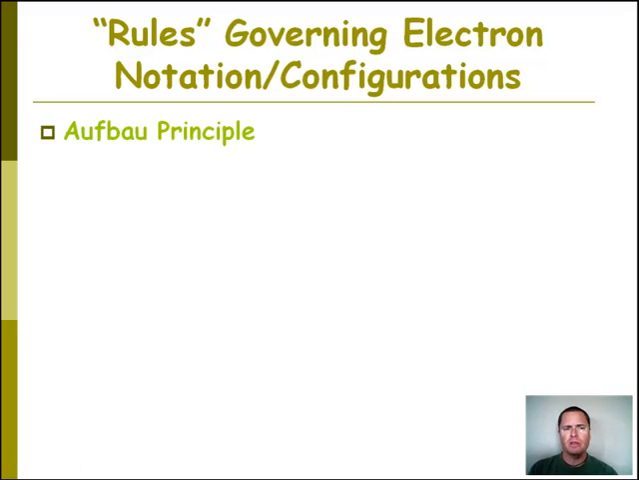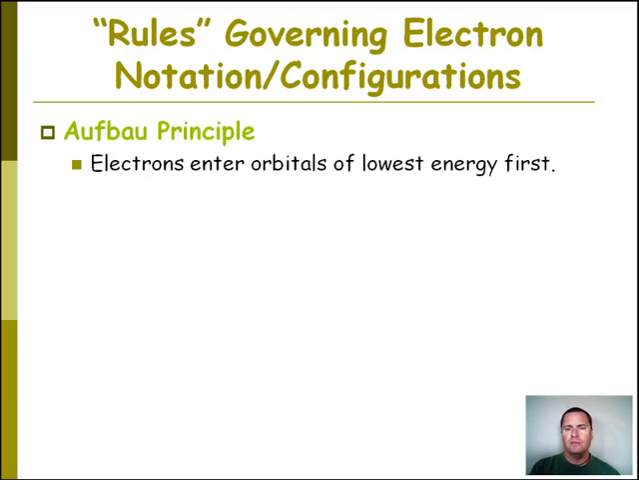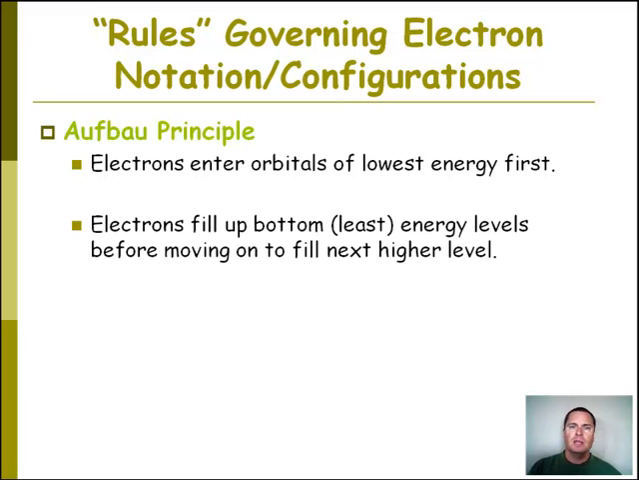The first one is what we call the Aufbau principle. The Aufbau principle says electrons enter orbitals of the lowest energy first. What does that mean? Well, it means when we start writing out electron configuration, we always start at the bottom with hydrogen. Electrons fill up the lowest energy first before moving on to the next higher level. You've been doing this already, nothing new, we're just giving it a name, the Aufbau principle. So they fill up the S's, then the P's, and the D's, and the F's. They fill in order from lowest energy to highest energy.